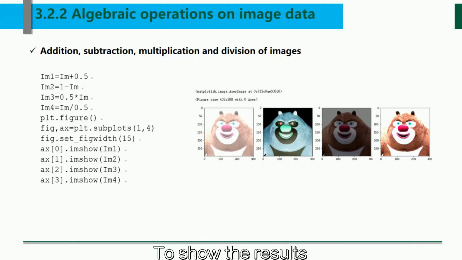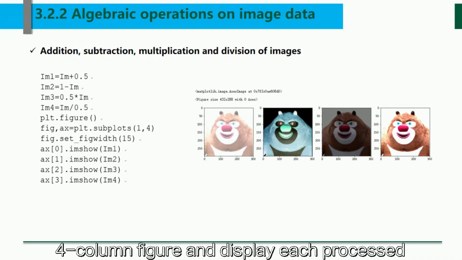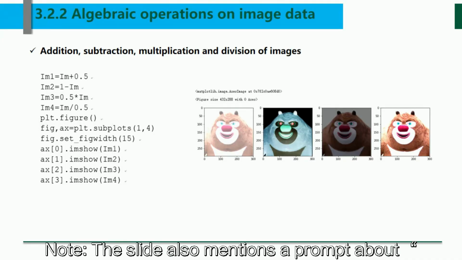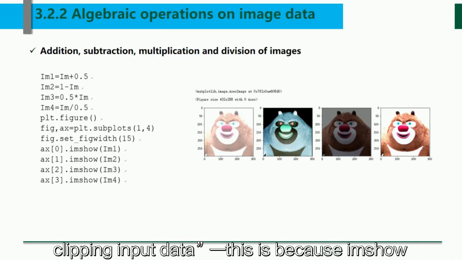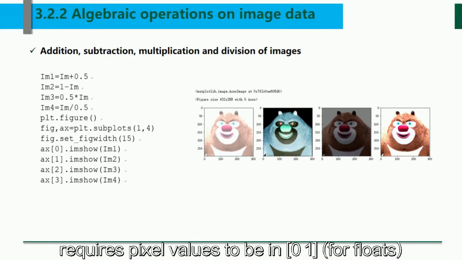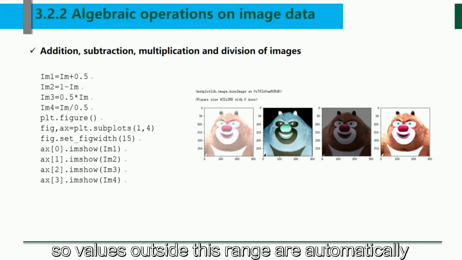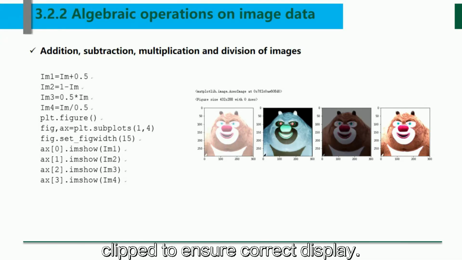To show the results, we use plt.subplots(1, 4) to create a 1-row, 4-column figure and display each processed image in the axis. Note, the slide also mentions a prompt about clipping input data. This is because imshow requires pixel values to be in 0 to 1 for floats, or 0 to 255 for integers, so values outside this range are automatically clipped to ensure correct display.